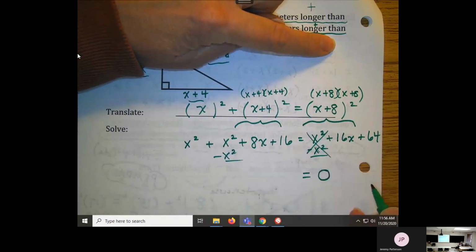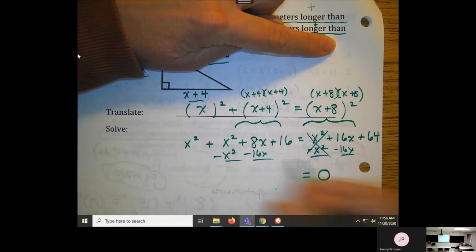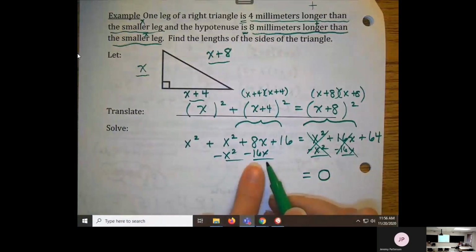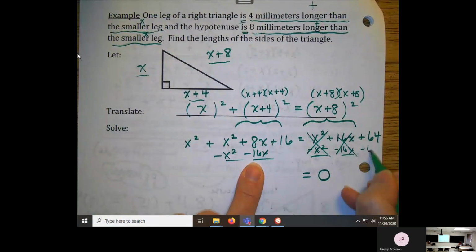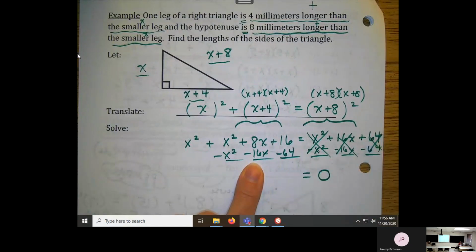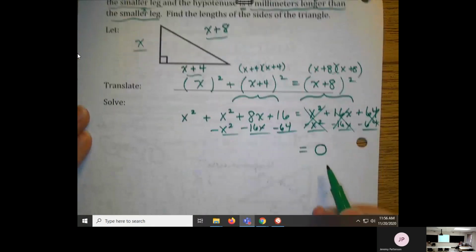So get rid of that. Subtract 16x from both sides to get rid of that. As I move it over to the left, I'm putting it with the like terms to make this next step a little quicker. So I'm going to subtract all of those to move them over. And that'll leave nothing or 0 on the right like we want.